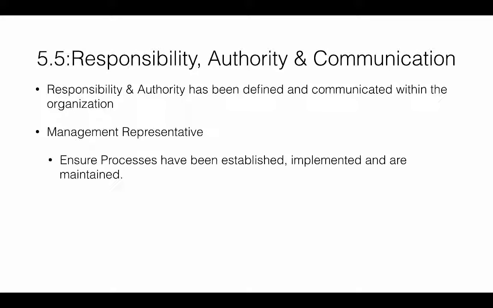Now let's take a look at responsibility, authority, and communication. Another required function of top management, according to Clause 5.5 of the ISO 9001 standard, is to ensure responsibility and authority has been clearly defined and communicated throughout the organization. On top of this, a management representative must be appointed to ensure processes have been established, implemented, and adequately maintained.